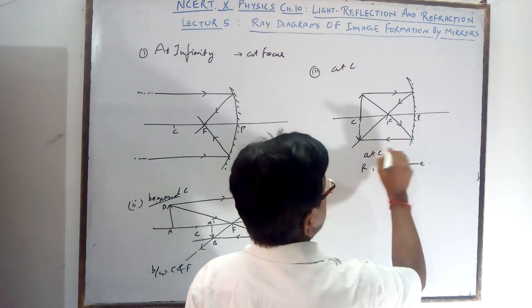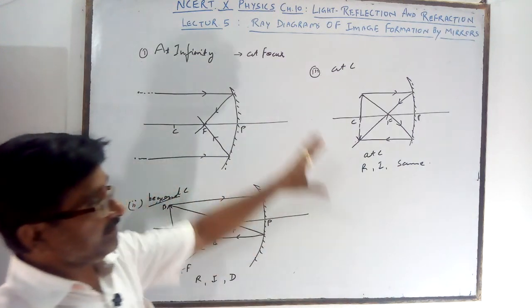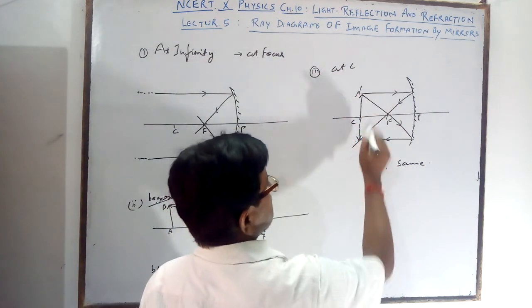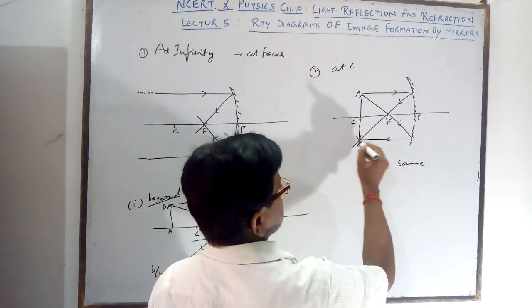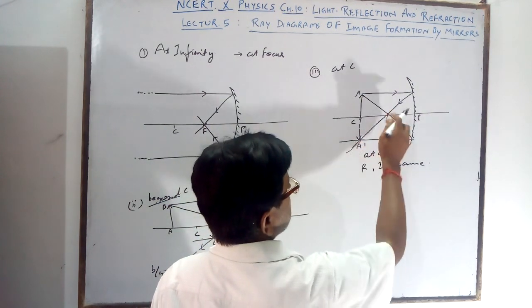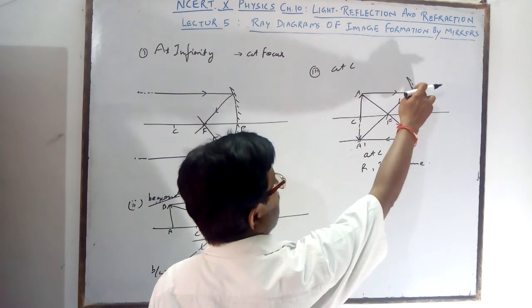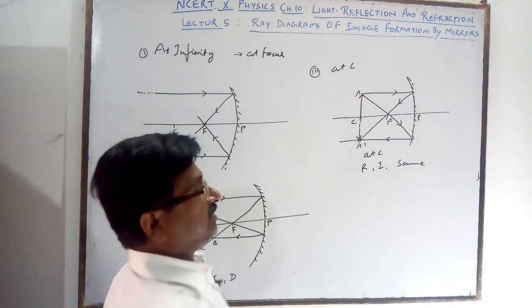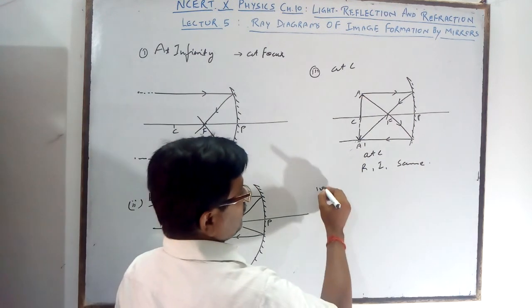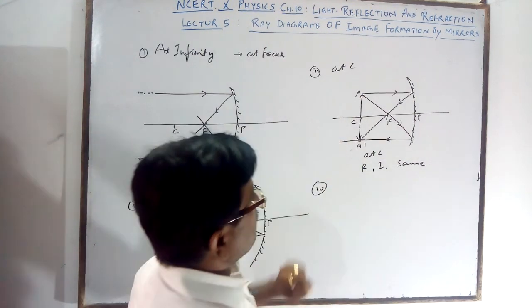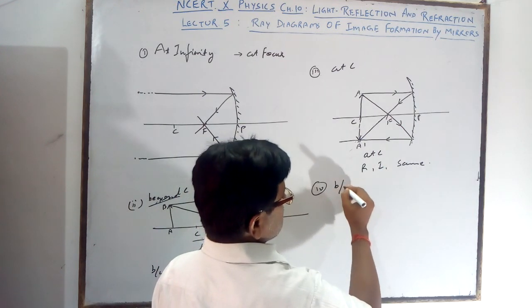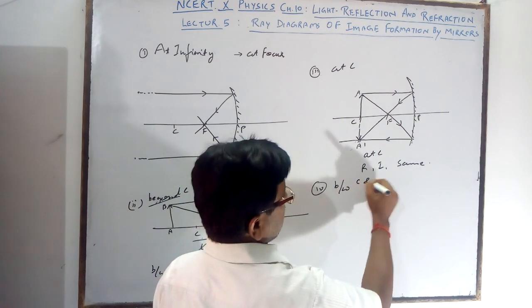Real, inverted and same size. At C, you will get the image at C. It is very common. How will you draw the figure? Here, if A is this, it is the A dash. So both the rays are coming. One is reflected from here passing through the focus. One is reflected from here and parallel to the principal axis. Fourth part is when the object is between C and F.